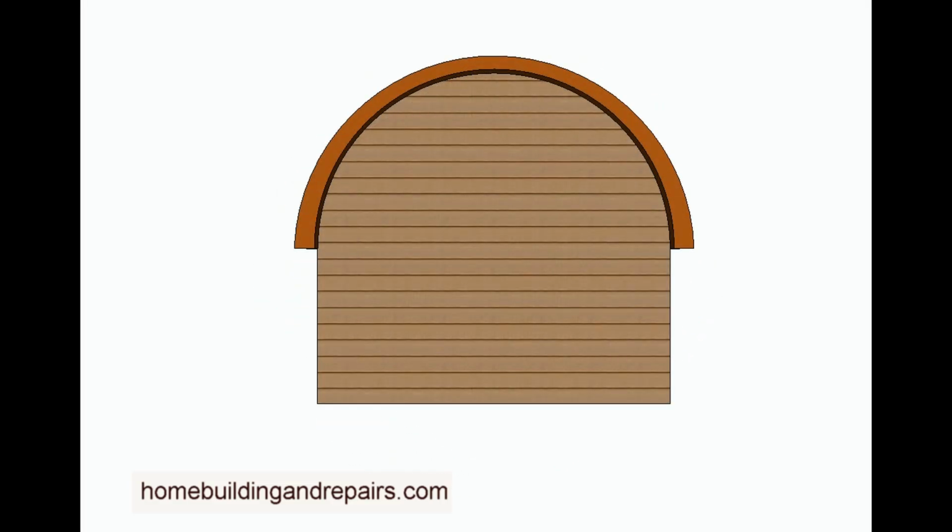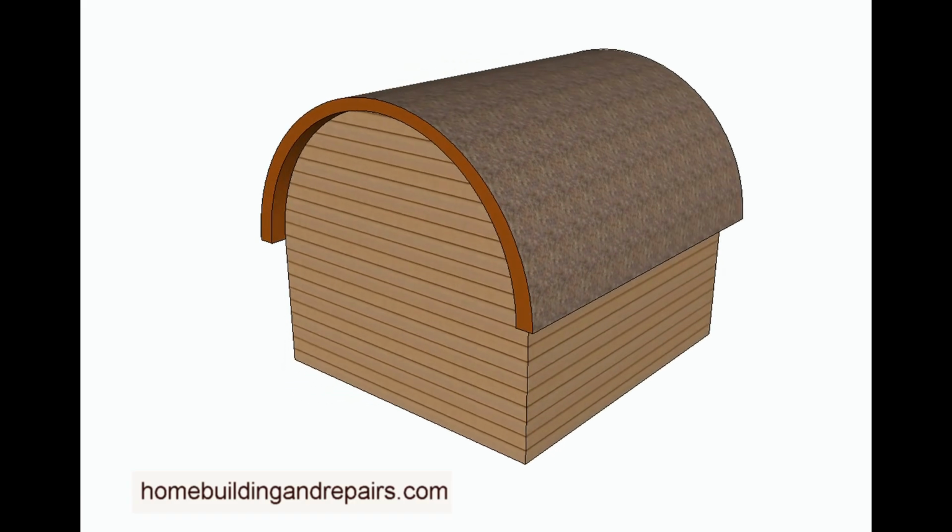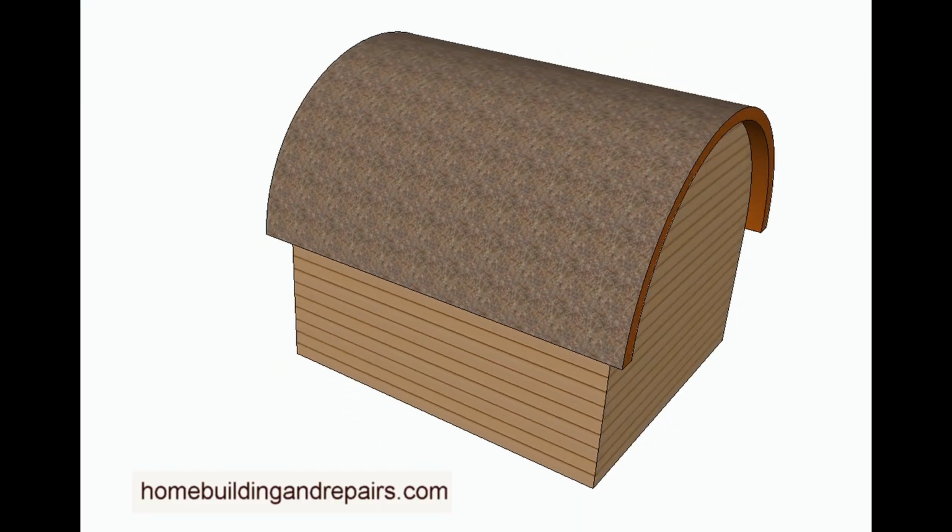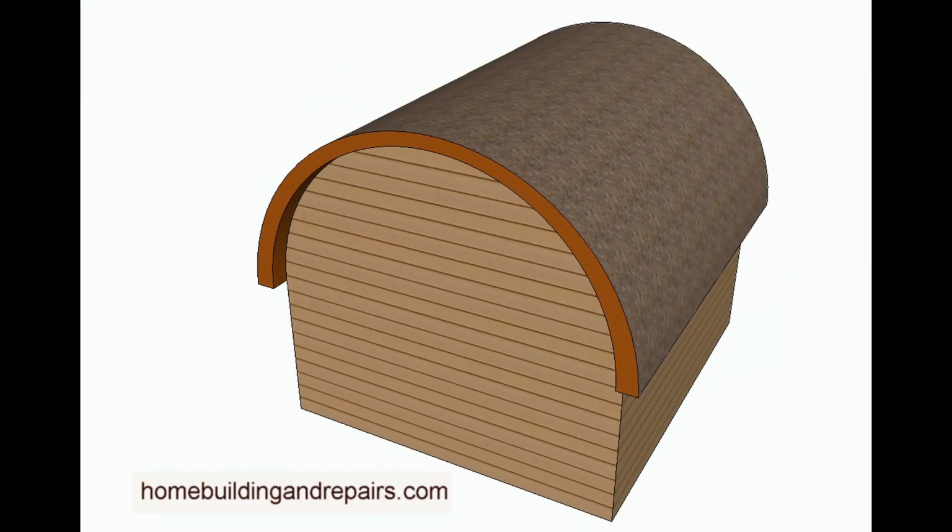This type of roof is often referred to as a barrel design. If you cut a barrel in half and put one of the half sections on top of a building, you would have something like this. Top view.